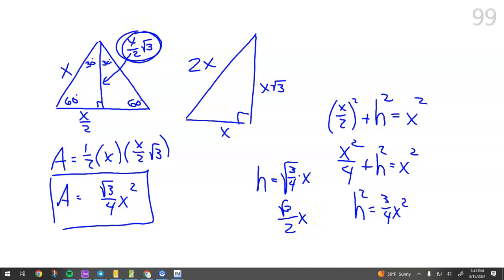And then you do the same, square root of 3 over 4, because that's just the height, for the area. Okay, so let's apply that to the problem we're working on.